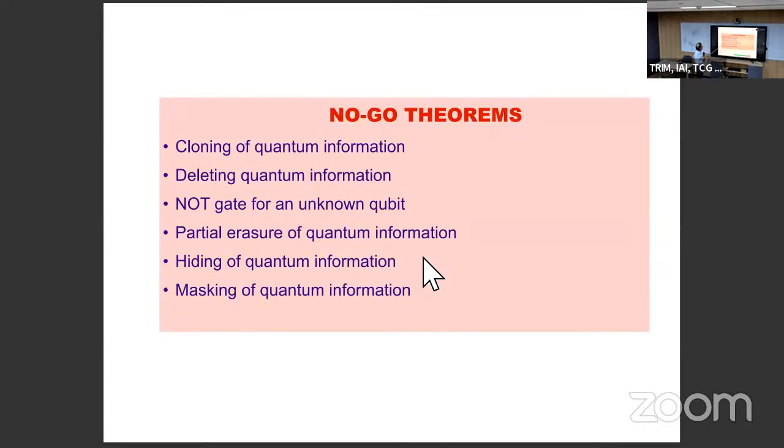So what are the differences that you see when you go to quantum information? I will try to highlight some of the differences which are captured under these no-go theorems, because these are the things that you cannot do with your quantum devices. These are the kind of limitations that are imposed by the rules of quantum mechanics, essentially based on linearity.